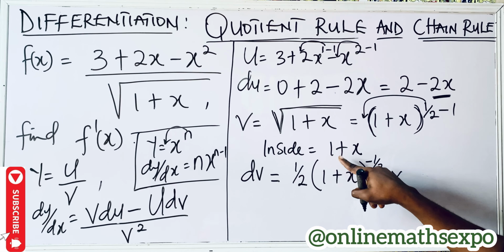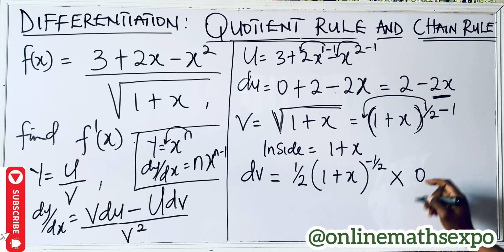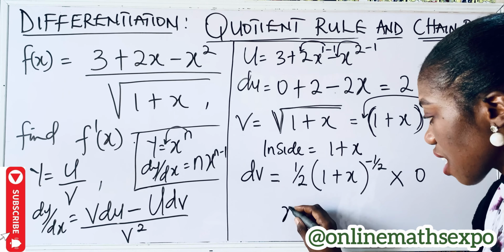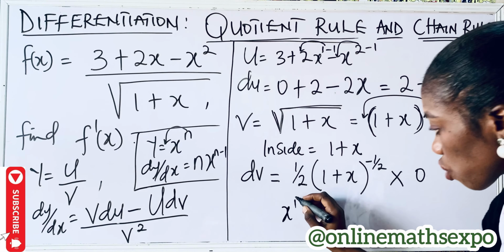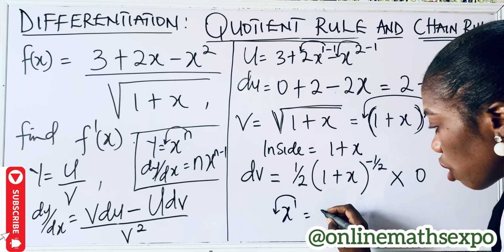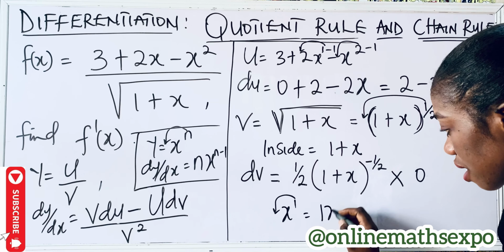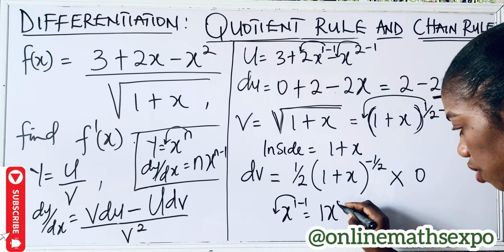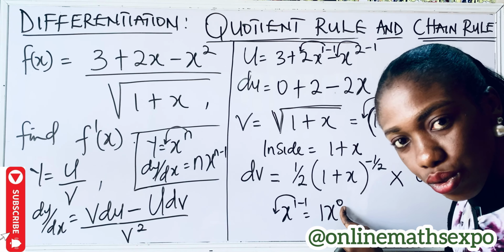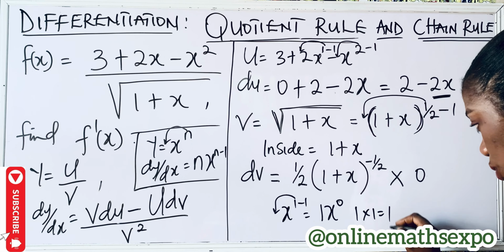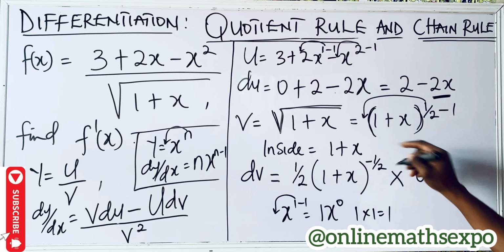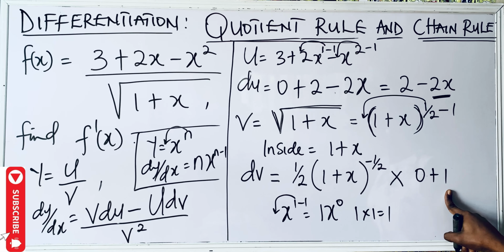For the inside, if you differentiate 1 it is 0. If you differentiate x, x is having a power of 1. So if you use 1 to multiply it, it will give you 1 x. Then take 1 from the power, we have 0. And x to the power of 0 is 1. And 1 times 1 will give you 1. So when you differentiate x, you get 1. I hope that is clear.